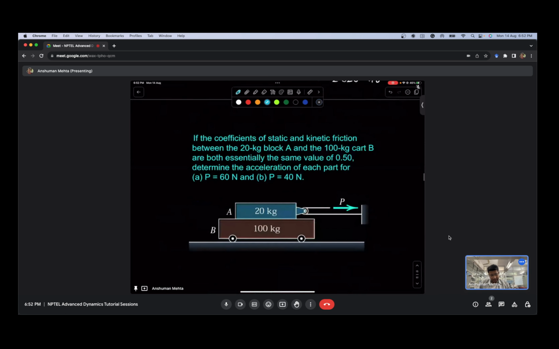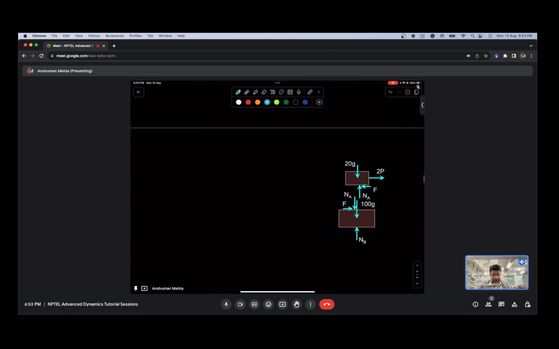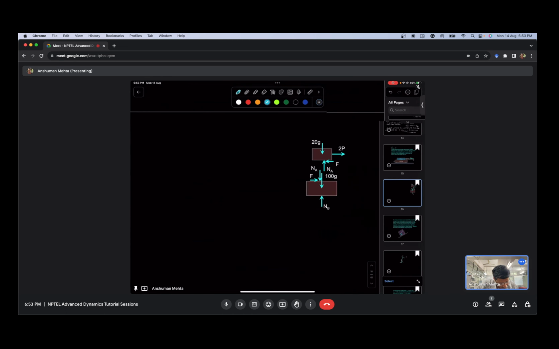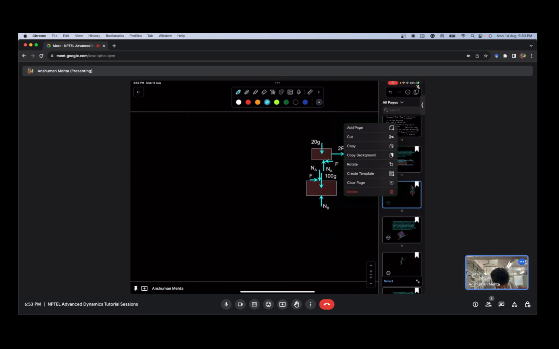Now coming to question number 3. It says if the coefficients of static and kinetic friction between the 20 kg block, which is A, and the 100 kg cart, which is B, are both essentially the same value of 0.5, determine the acceleration of each part for P equal to 60 Newton and then P equal to 40 Newton. So question 3 has two parts, 3A and 3B.